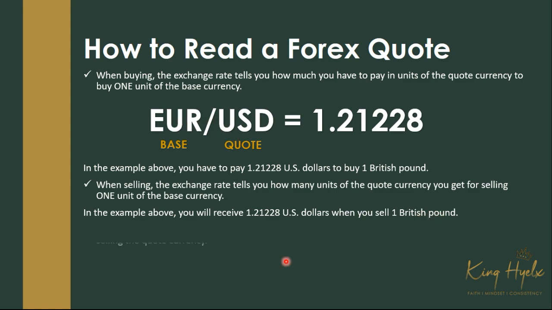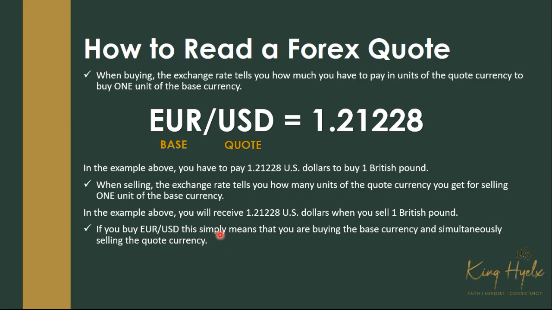If you buy EUR/USD, this simply means that you are buying the base currency and simultaneously selling the quote currency. Why is that? Because you are selling what? 1.21228 of your United States dollars to buy €1. That's what it means by you are buying the base currency and simultaneously selling the quote currency.